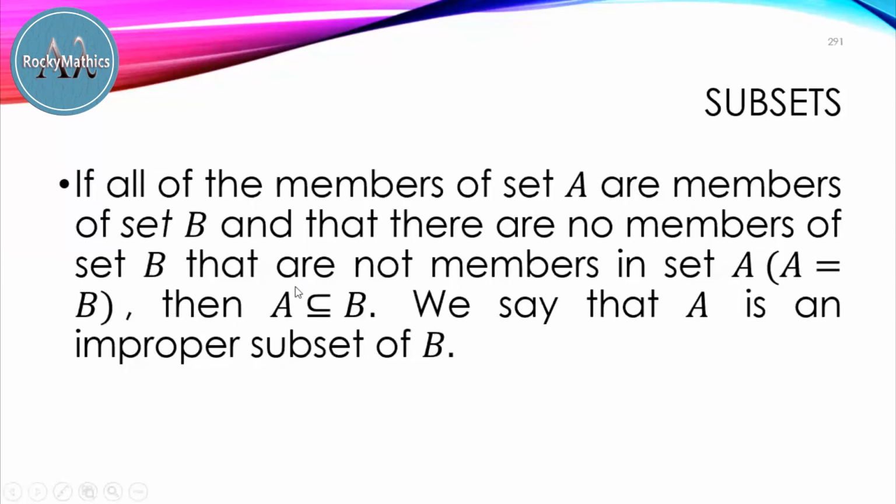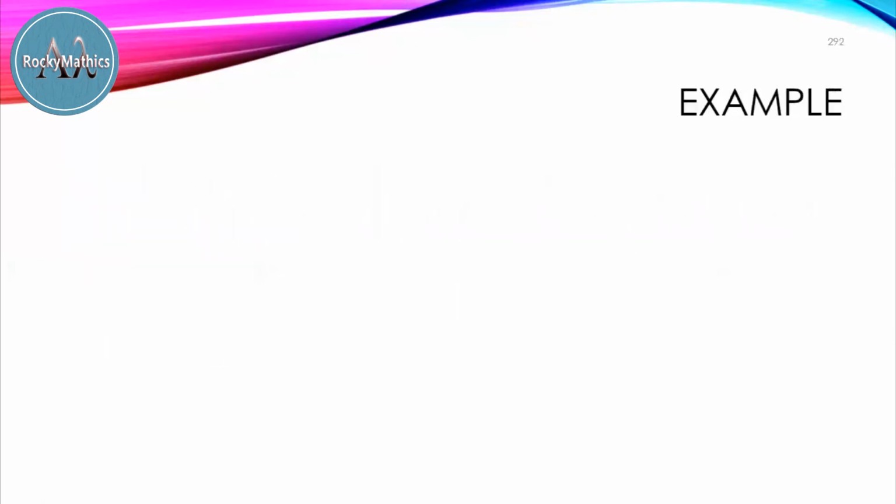But again, this is the general notation of a subset. If we clearly know that A is equal to B or A is not equal to B, then we use the notation proper subset or improper subset. To give you a detailed explanation, we have examples.